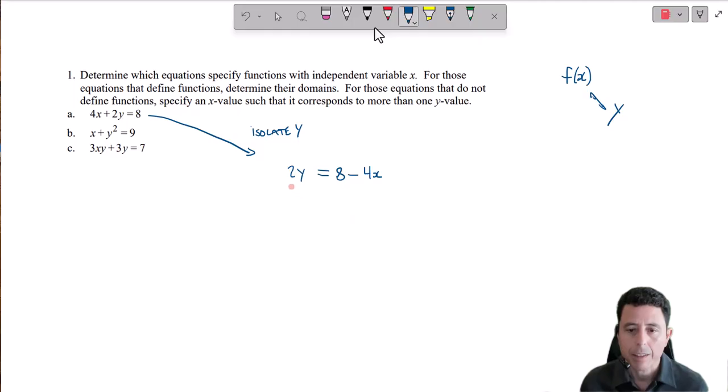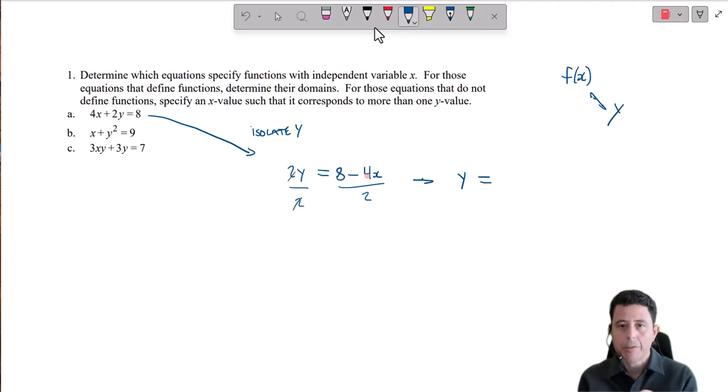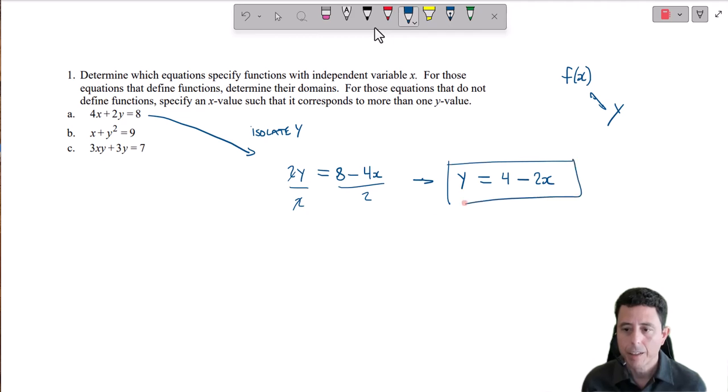And then divide both sides by 2, and this will become y, right? They cancel here, and then there are two things being subtracted, which means you divide each one of them. So 8 divided by 2 is 4, minus, and then 4 divided by 2 is 2. So that is the formula with the y isolated.